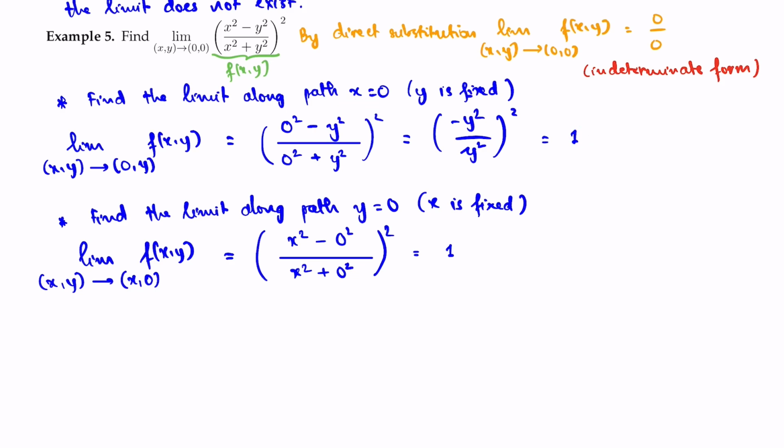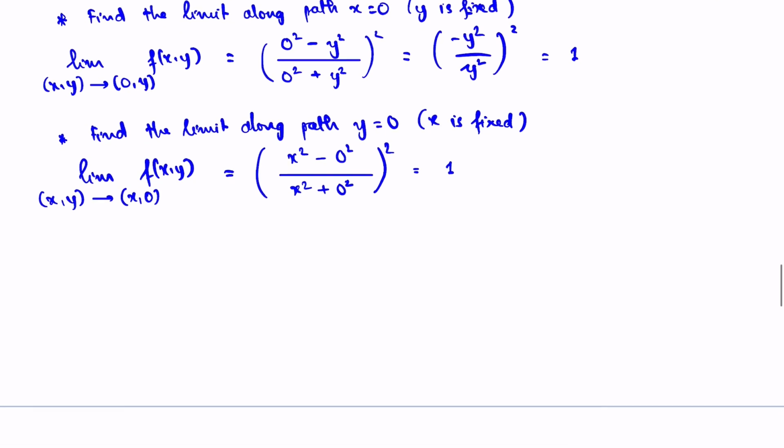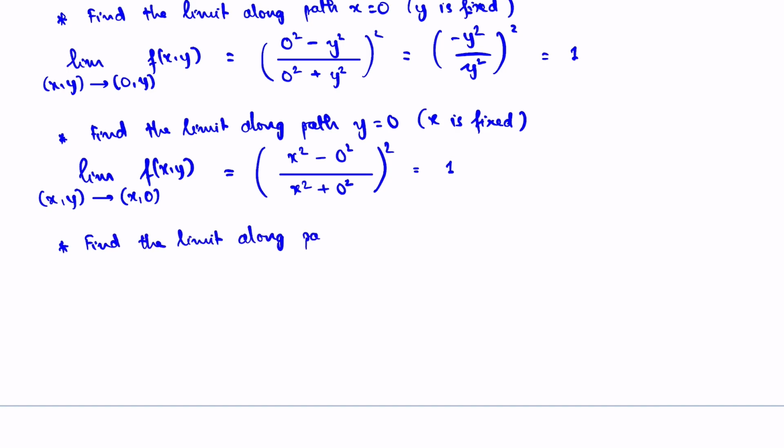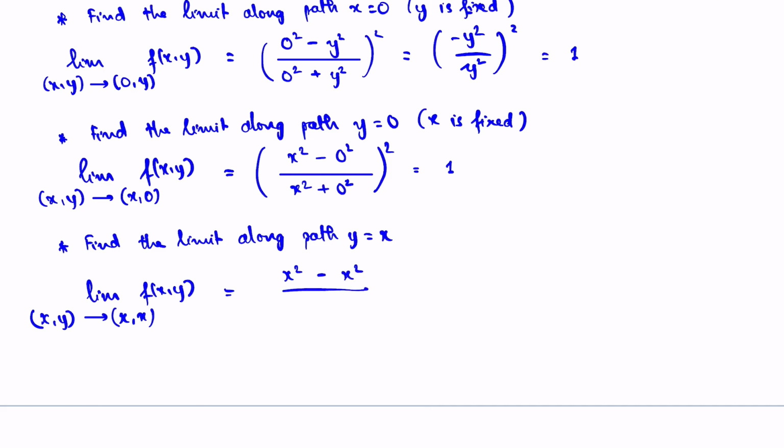So we're moving on to finding the limit along the path y equal to x. So the limit of the function as the point (x,y) approaches (x,x). So you get (x squared minus x squared) over (x squared plus x squared) altogether squared, and the result is going to be equal to 0. So since the limit along path y equal to x is different from those along x equal to 0 and y equal to 0, the limit does not exist.